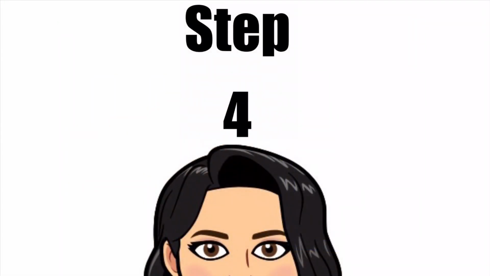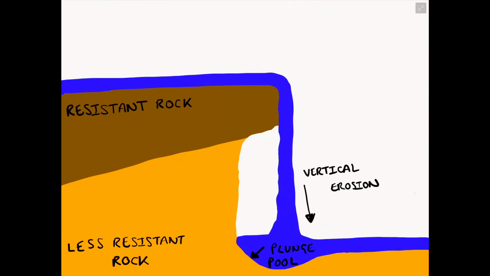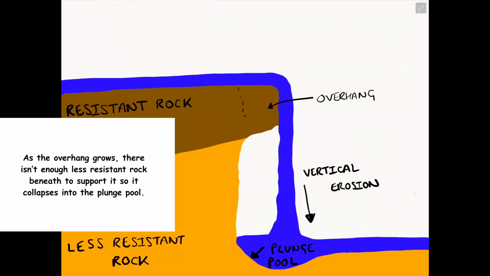Step four in the formation is concerning the overhang. As this overhang grows over the plunge pool, there isn't enough less resistant rock beneath it to support it and hold it up. Therefore, under its own weight and due to gravity, eventually it will collapse into the plunge pool.